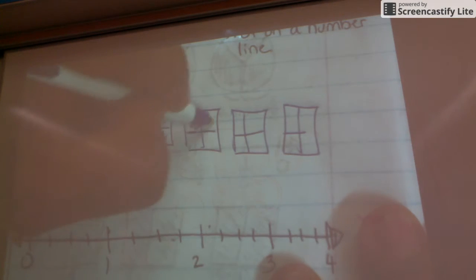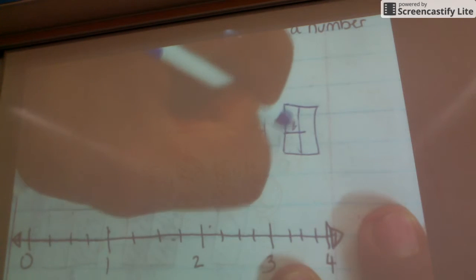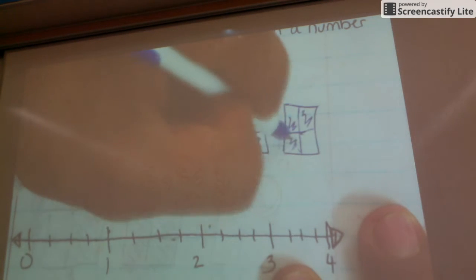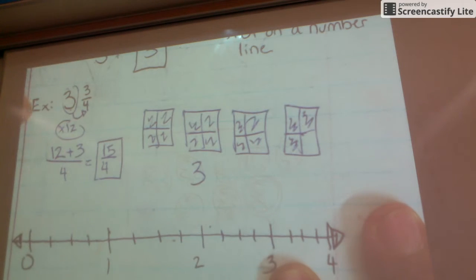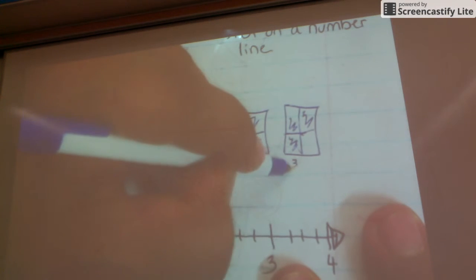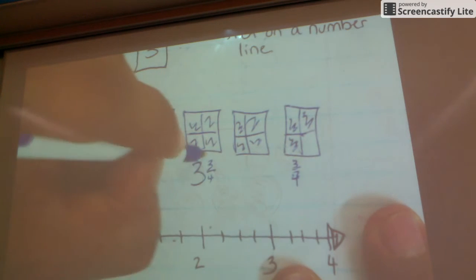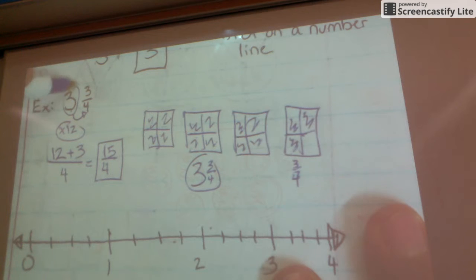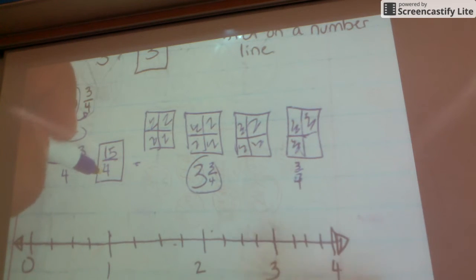So I have 1, 2, 3, 4, 5, 6, 7, 8, 9, 10, 11, 12, 13, 14, 15 pieces. So if I look at this picture, I can tell that I have 3 wholes and this fraction 3 out of 4 pieces, which is the exact same as what I started with. So I know that I'm correct.